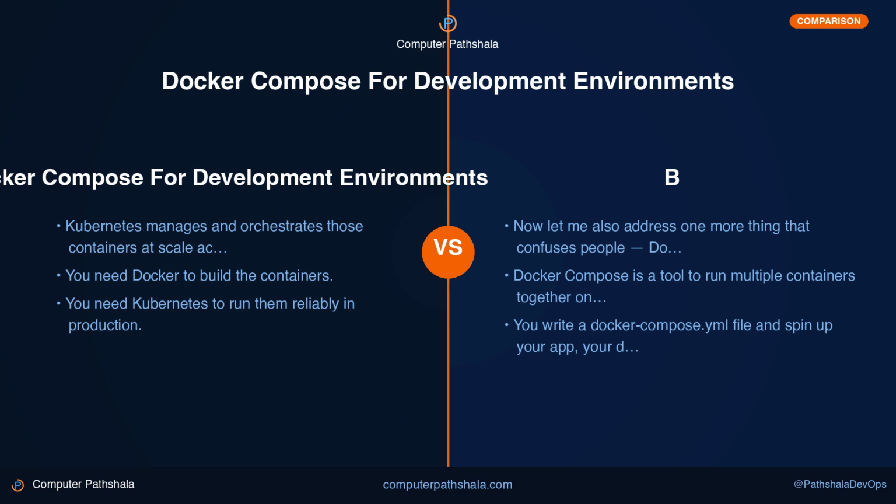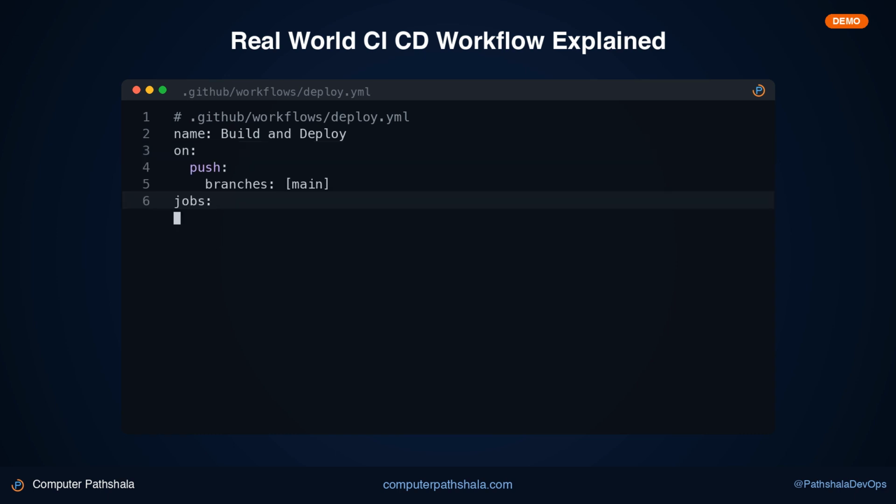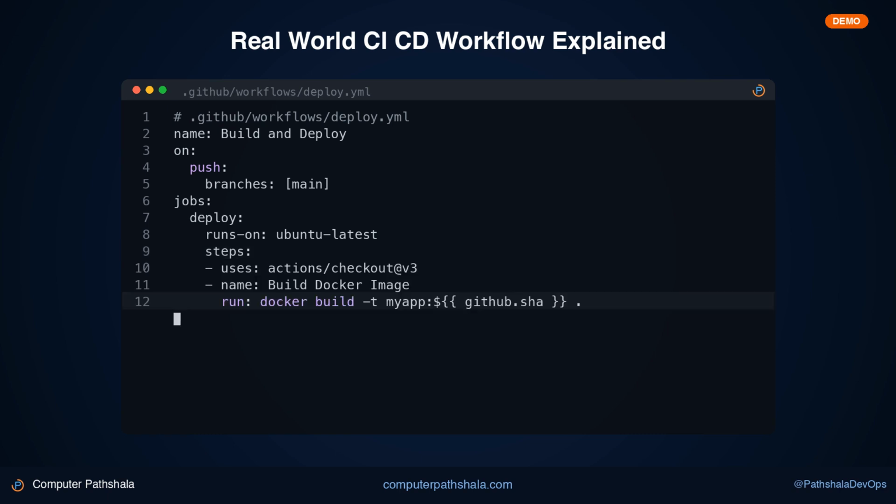Now let me also address one more thing that confuses people: Docker Compose versus Kubernetes. Docker Compose is a tool to run multiple containers together on a single machine. You write a docker-compose.yml file and spin up your app, your database, your Redis cache all together locally. It is fantastic for development and testing on your laptop. But Docker Compose does not work across multiple servers. It has no auto-healing, no auto-scaling, no production-grade load balancing. So Docker Compose is for development. Kubernetes is for production. Different tools, different purposes.